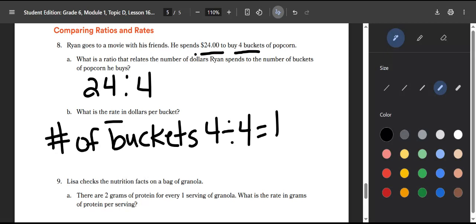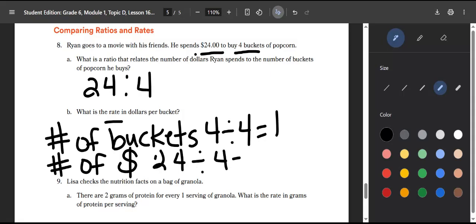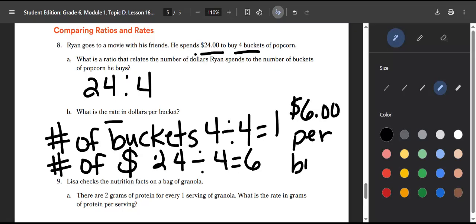And then the number of dollars is going to be 24 divided by 4, which is going to be 6. So if Ryan spends $24 to buy 4 buckets of popcorn, then he spends $6 to buy 1 bucket of popcorn. So the rate is $6 per bucket.